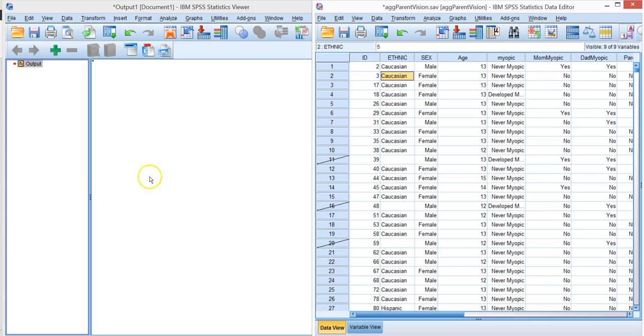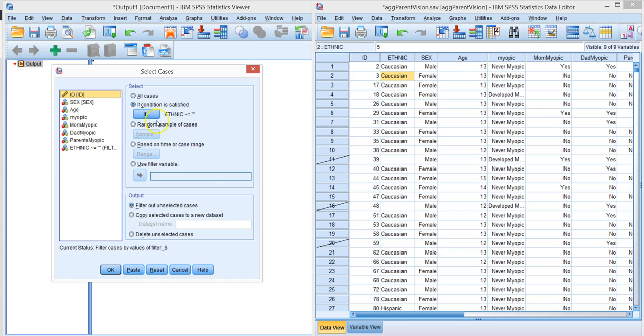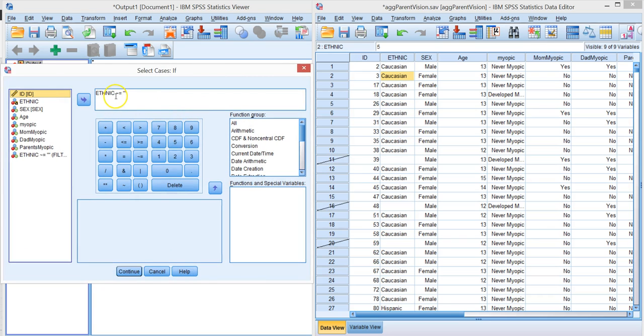In this video, we're going to discuss how to deal with a situation in which you have more than a 2x2 table. Let's take, for example, the crosstab with ethnicity versus myopia. Now, you see there's a few blanks, so I have pre-selected out cases that have blanks. So I said if ethnic is not equal to, and then those are just quotation marks. Two quotation marks with nothing in between.